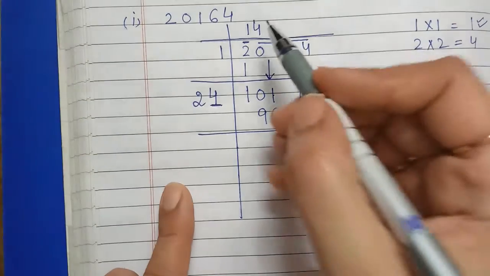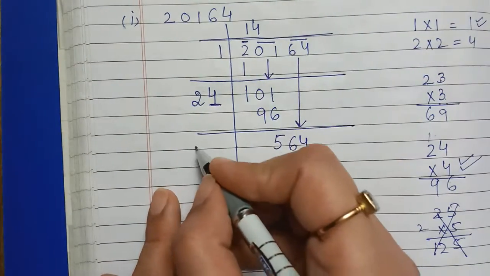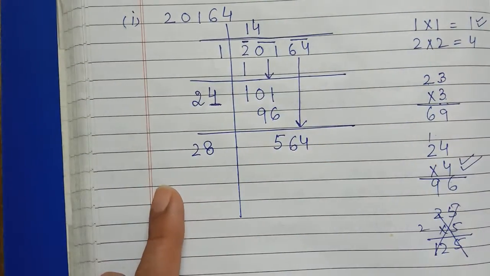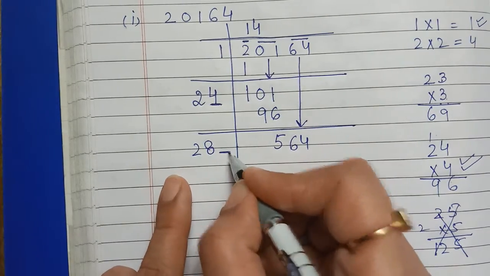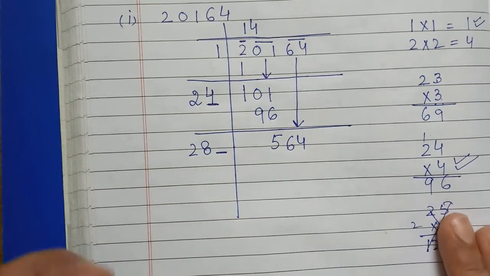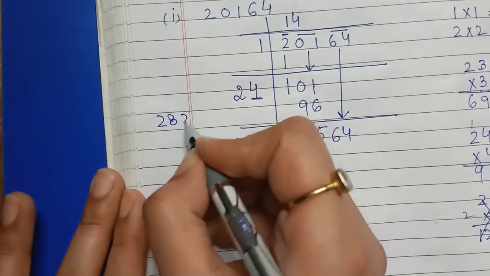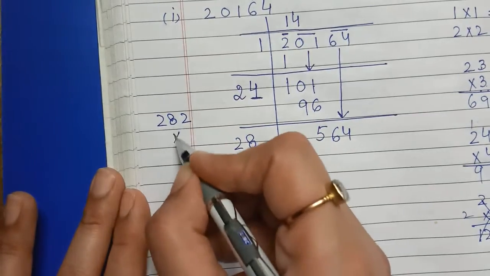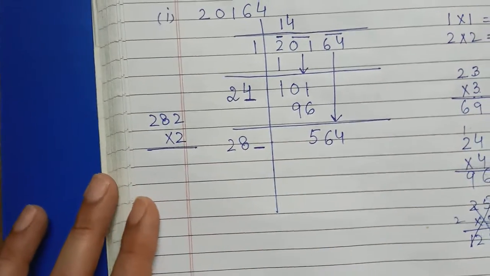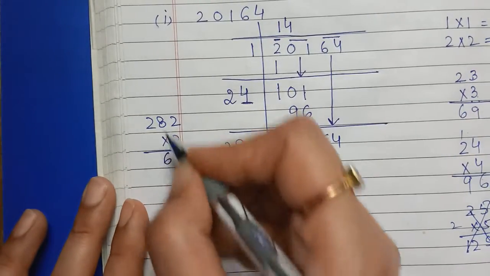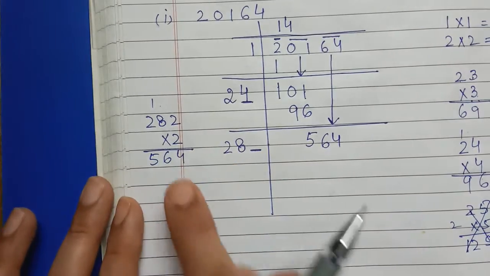Again we will take the double of this 14. The double of 14 will be 28. Now again we have to keep another digit after 28, that we will do in rough. We will try any number in rough. So suppose I take 2. If I am keeping 2, then I will multiply it by 2 only. 2 2s are 4, 2 8s are 16, 2 2s are 4, plus 1 is 5, so 564.